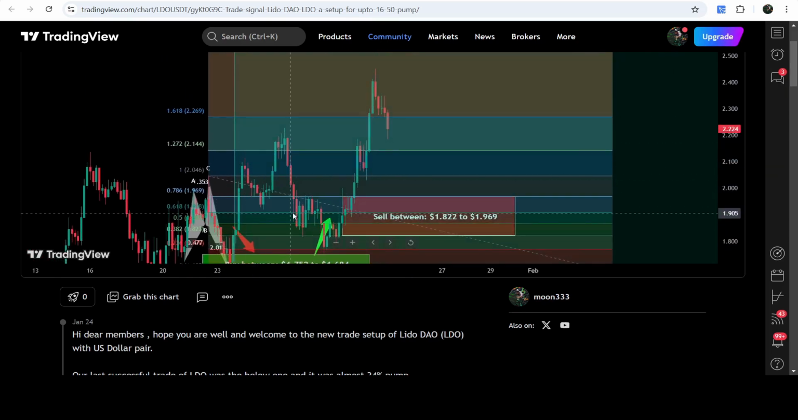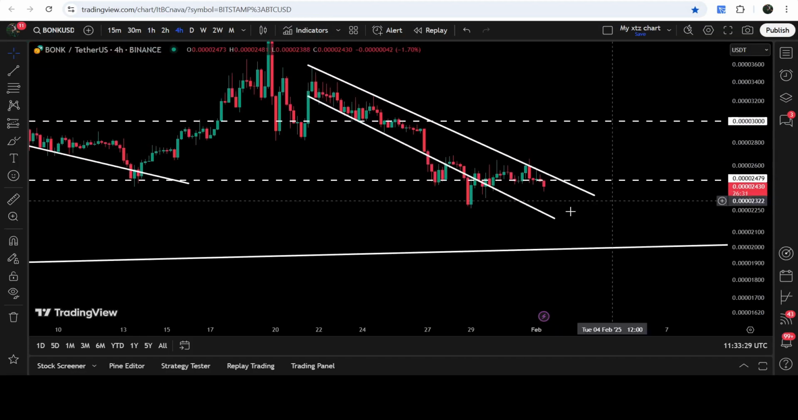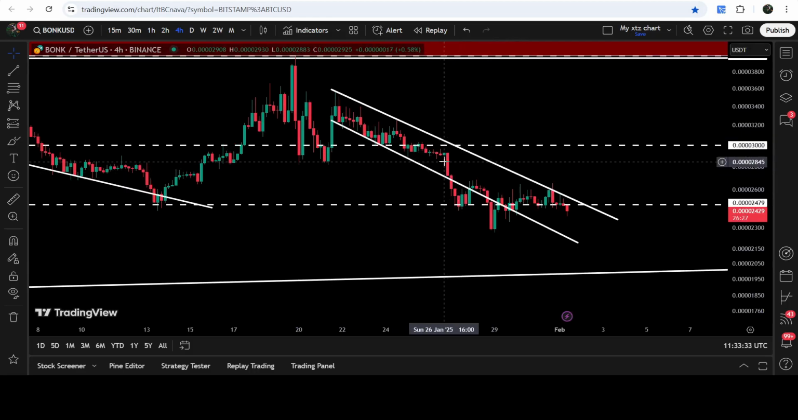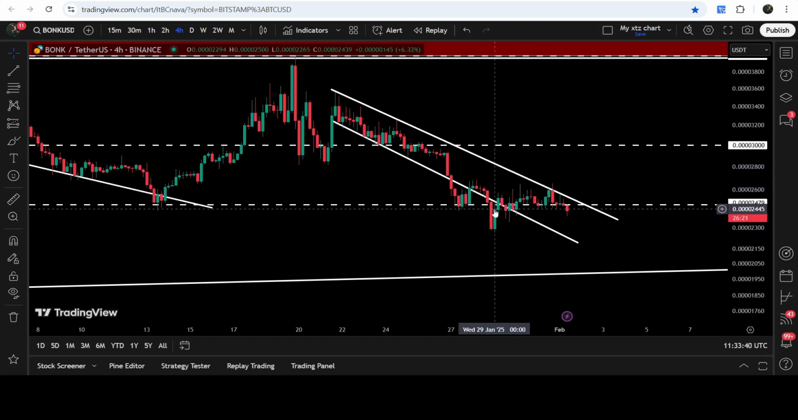Now let me take you to the live chart of Bonk. And here on the 4-hour time frame chart, you can see that previously we broke down the channel, and after hitting the target for this breakdown, the price line re-entered the channel, and now it is trying to break out of the same resistance of this channel that was previously broken down.